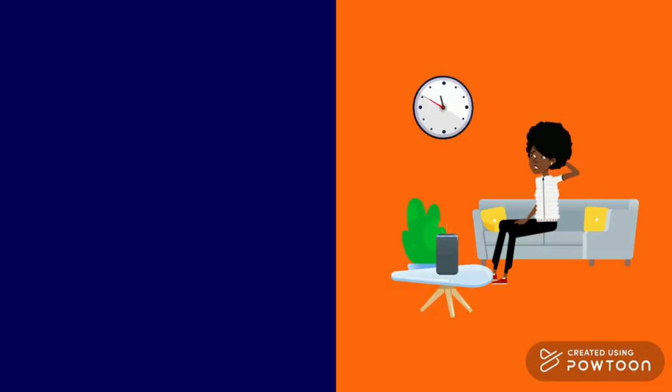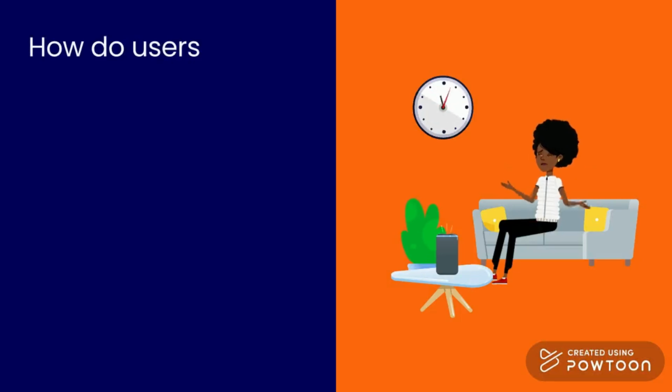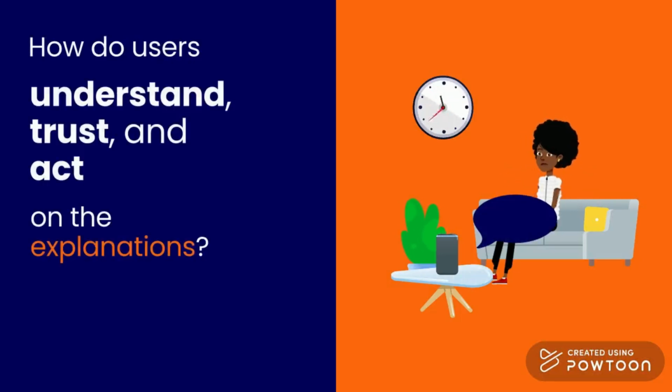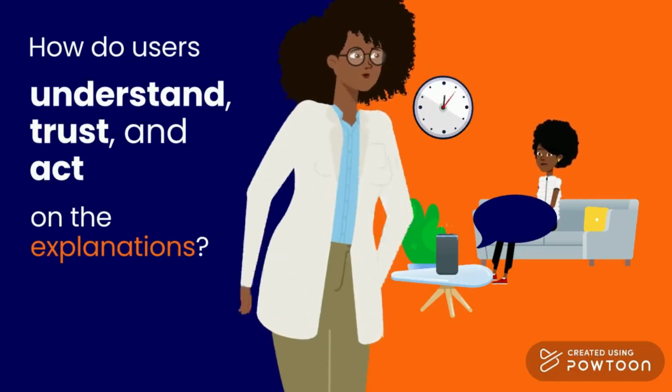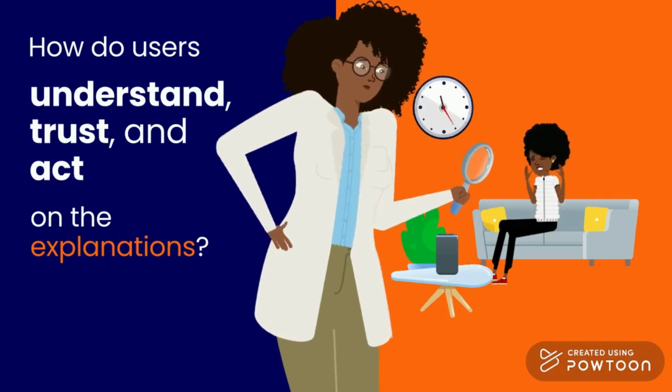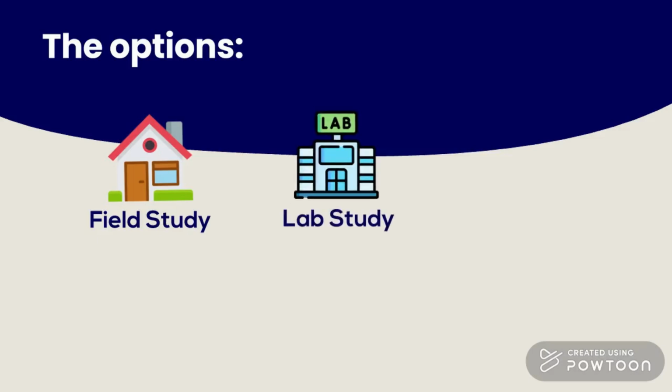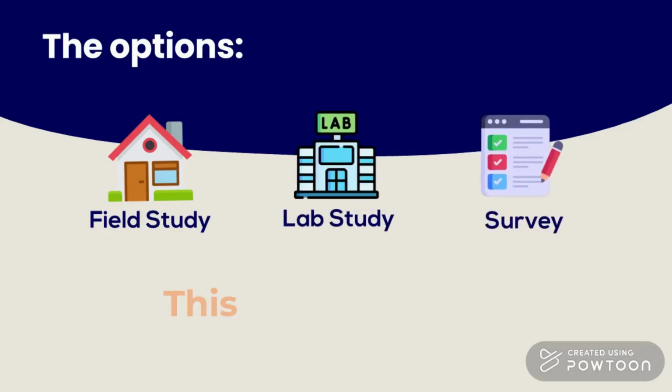In particular, she needs to find out, how do real users understand these explanations? Do they trust them? And how do they act on them in practice? But how can she study this effectively? Field studies with real smart home deployments are costly and intrusive, practically very challenging. Lab studies are resource-intensive and inflexible, and survey-based studies lack ecological validity.